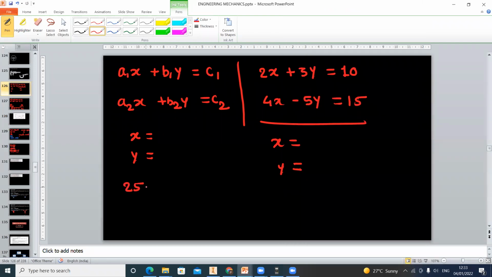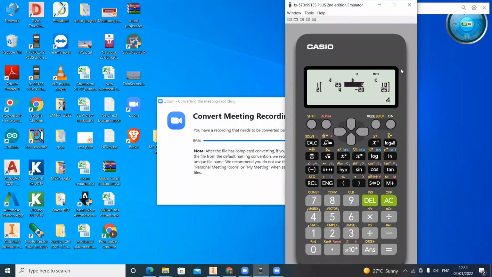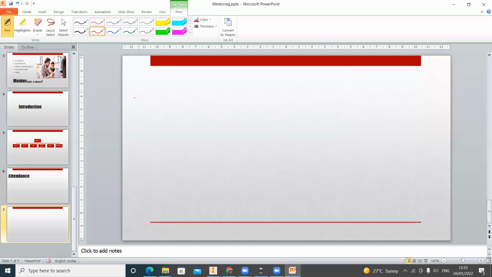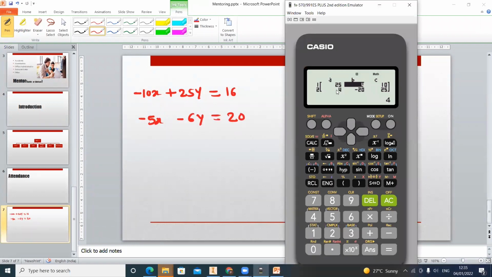Suppose we have the equation minus 10x plus 25y equal to 16, and the second equation is minus 5x minus 6y equal to 20. You can use the same equation mode, we just change the values.